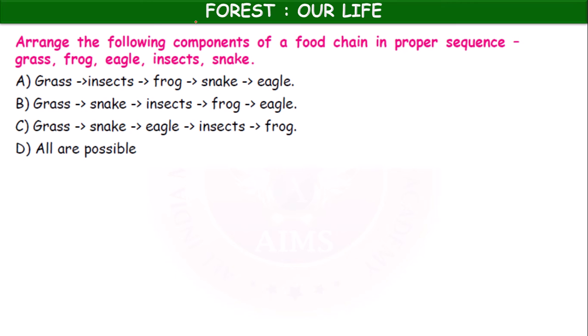Arrange the following components of the food chain in a proper sequence. Here the components given: grass, frog, eagle, insects and snake. You have to arrange them in the form of a food chain. The first option: grass, insects, frog, snake, eagle. Second option: grass, snake, insects, frog, eagle. Third option: grass, snake, eagle, insects, frog. Which one is correct? The first one represents the exact food chain: grass eaten by insects, eaten by frog, eaten by snake, eaten by eagle. First producers, followed by consumers: primary consumer, secondary consumer and finally tertiary consumer.